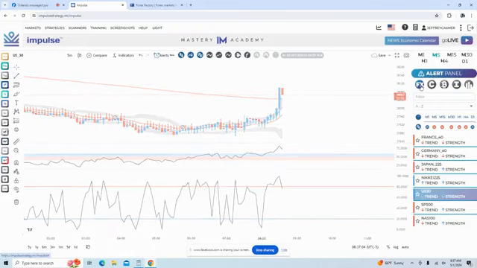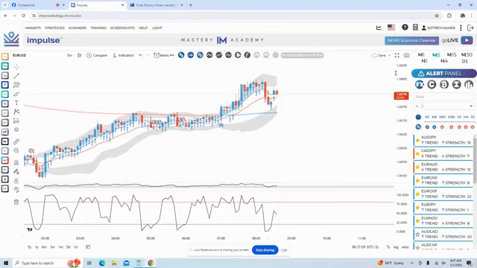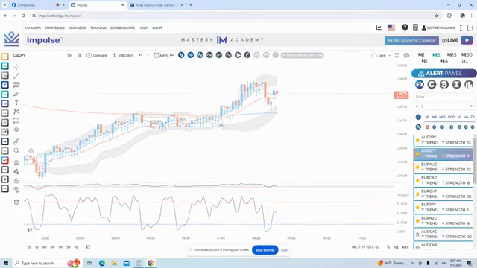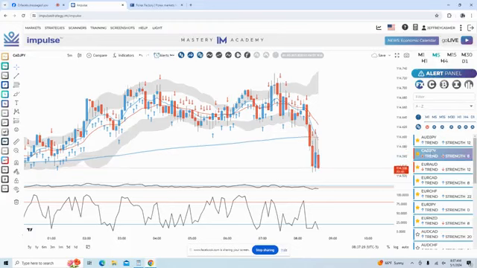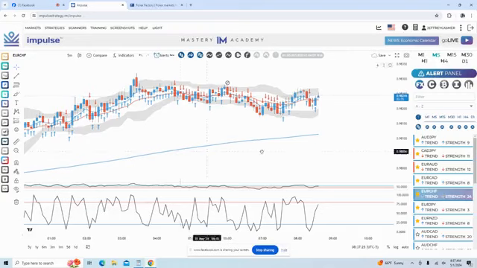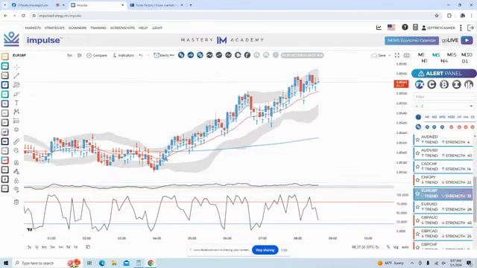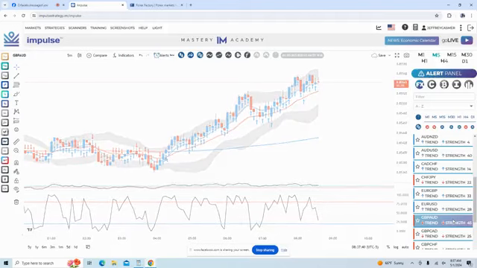Let me double check a couple pairs that we were looking at. Okay, so 5 minute, there's the macro. We're not aligned here. Let me see if anything else is aligned at the moment. I do not see an alert. EURGBP. There's my macro. Not four reds, right? See the arrows? GBPAUD.